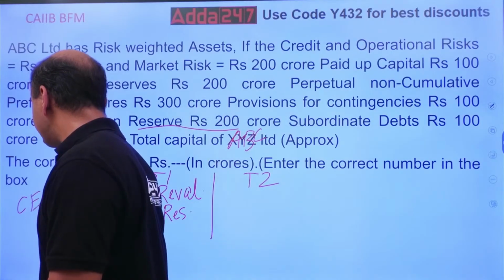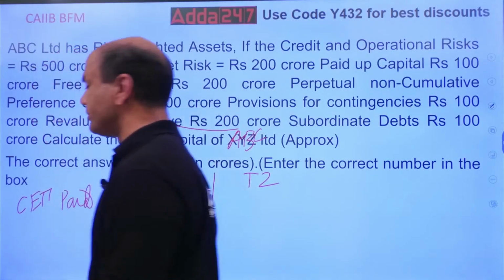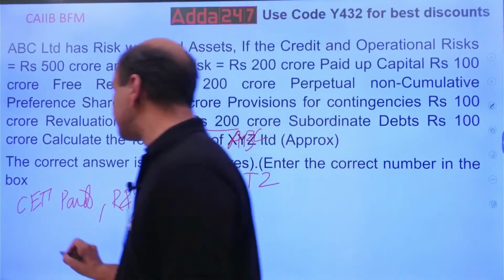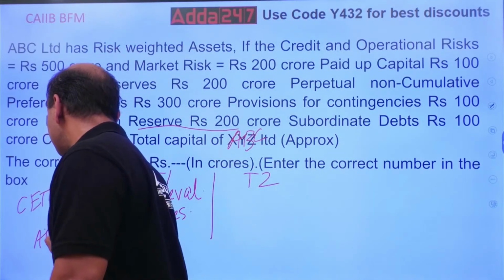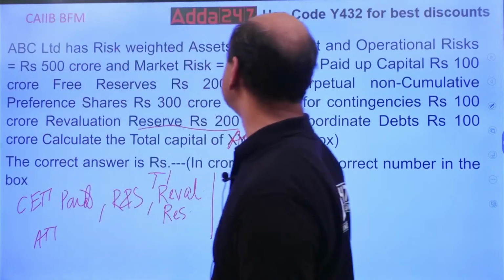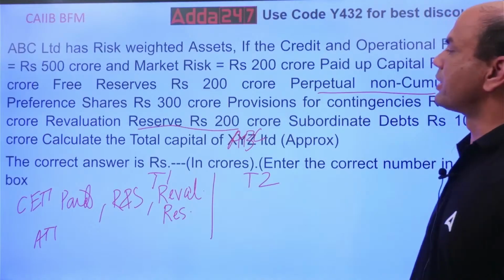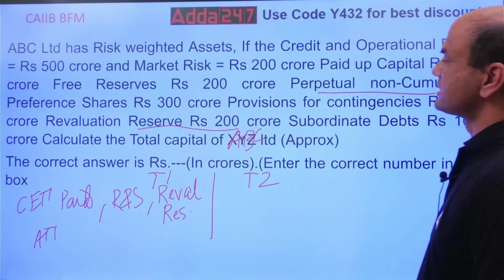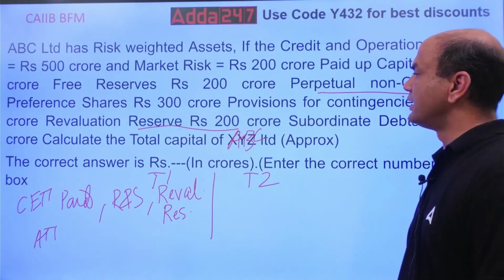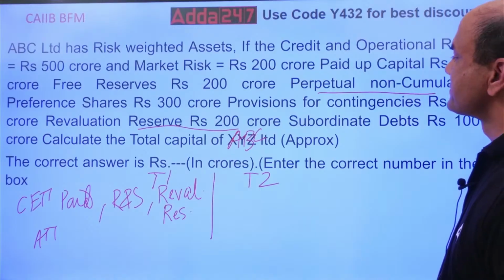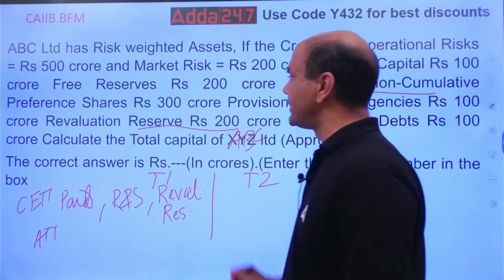After CET1, you have PNCP, means AT1, additional Tier 1. So AT1 is additional Tier 1. So that is PNCP. Is it given? Yes, it is. Perpetual non-cumulative preference shares. So that is given. Then anything else? IPDI given anywhere? Innovative perpetual debt instruments? No. In Tier 1 you have only PNCP.